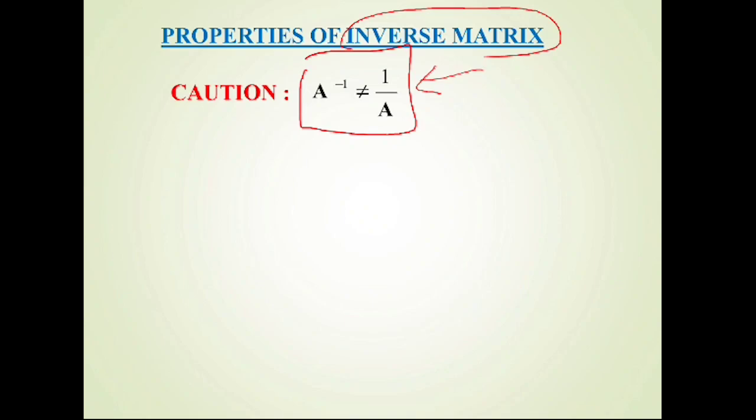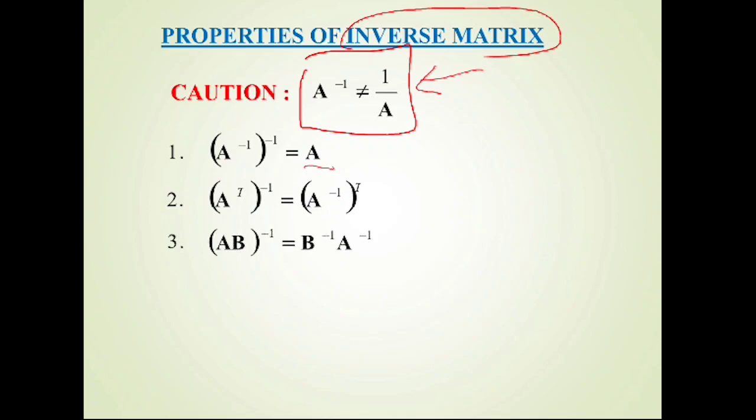The first one is A inverse, and then you inverse that A inverse matrix back, you will get the original matrix A. Next property, A transpose being inverse is equal to A inverse being transposed. The third one, (AB) inverse is equal to B inverse times A inverse. Do take note that the matrices switch.